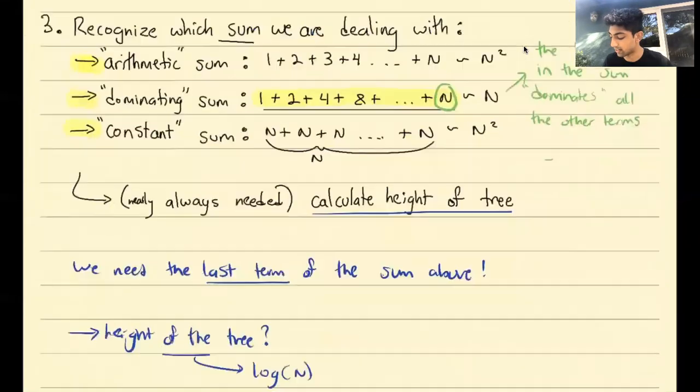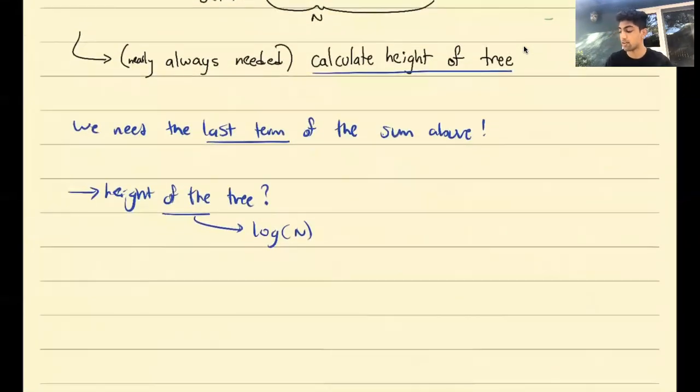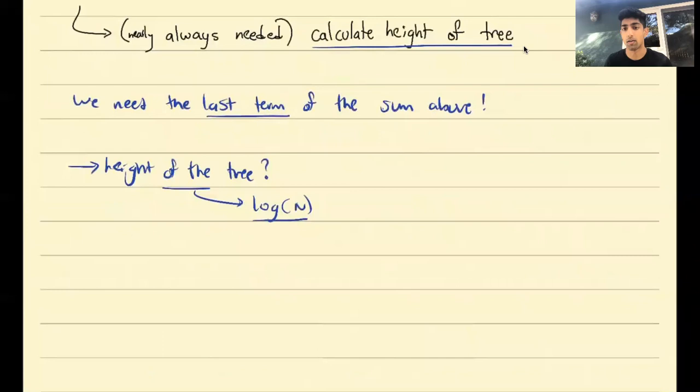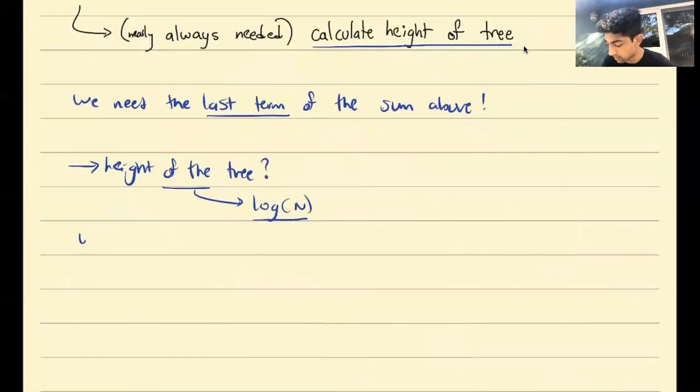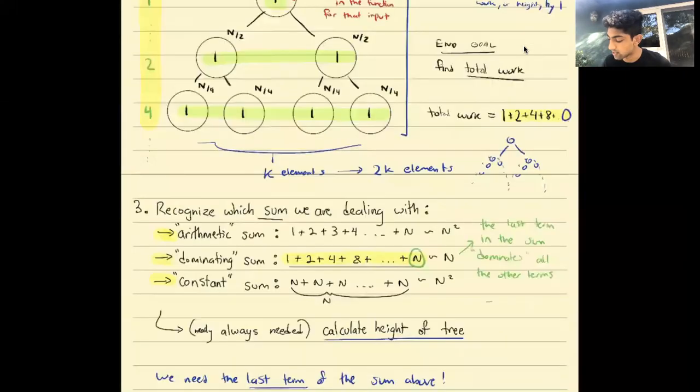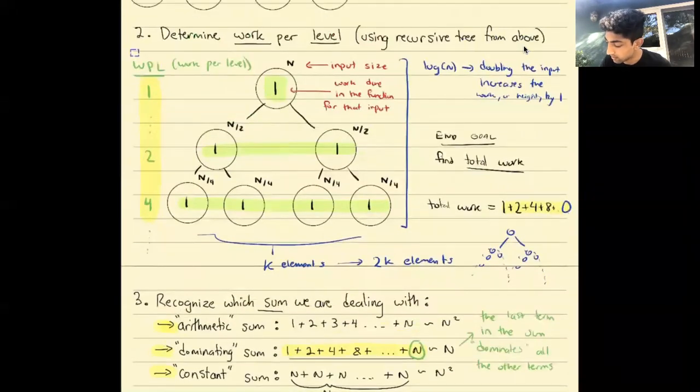So going back here, we need the last term of the sum, and we know the height of the tree is log base n. So what I'm going to argue now is that we can rewrite the work per level, in this case, to be 2 to the L, where L is equal to the level we are on. So why can we do this? Well, let's look at this image we have here. I'm just going to move it down.